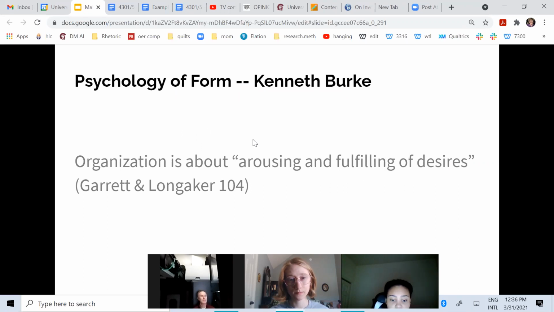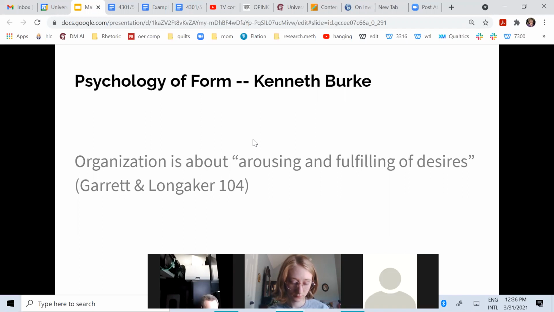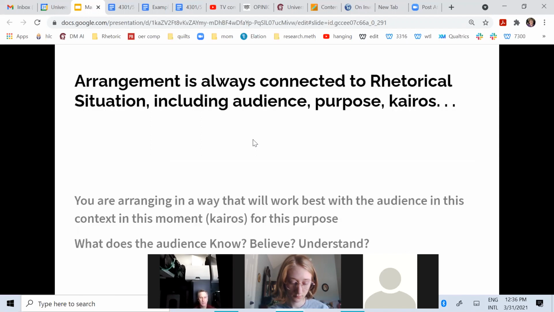This overall idea of psychology of form by Kenneth Burke is kind of what's structuring the whole chapter and my thinking about organization as an arousing and fulfilling of desires. That is, there is a process going on in the mind of the reader or the audience or the listener or the game player, whatever the audience is, and the rhetor is somehow choosing what to organize by thinking about what's going on in the mind of the audience. So arrangement is always connected to the rhetorical situation. You don't just arrange in a vacuum.